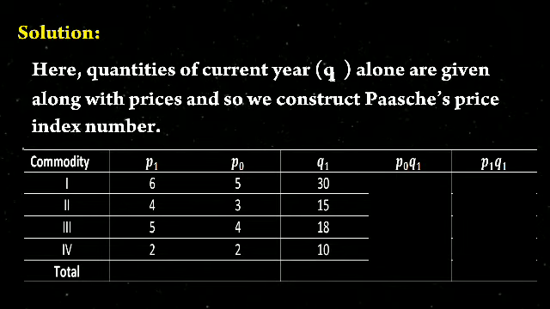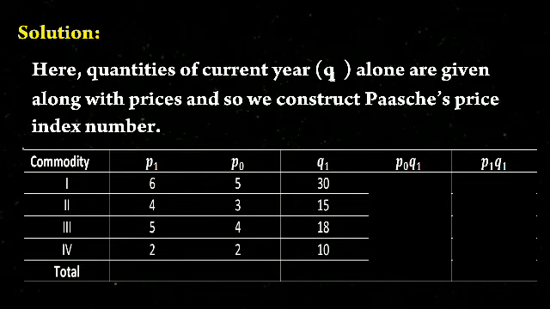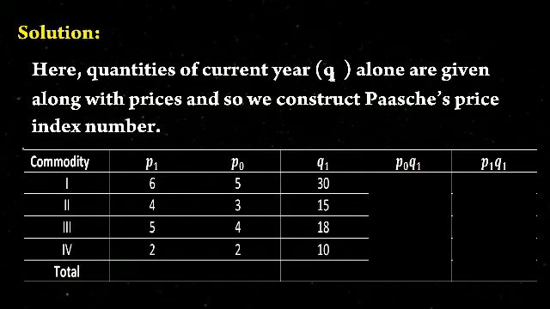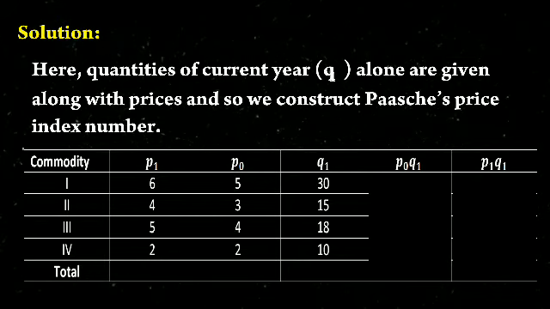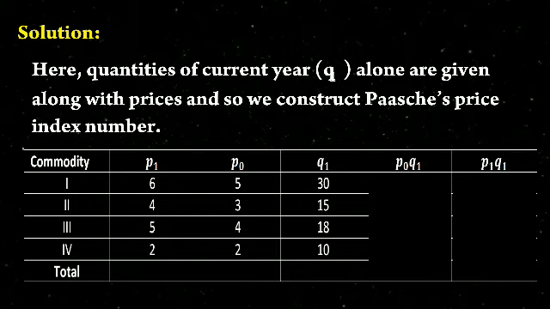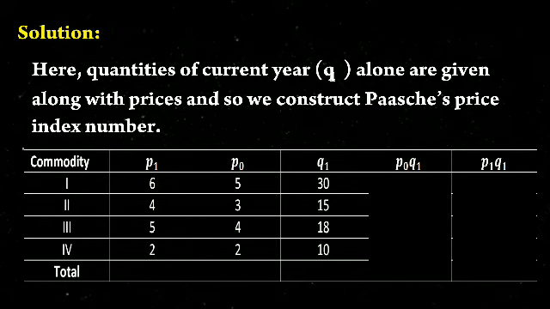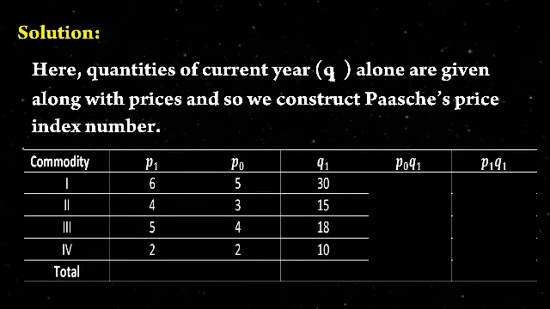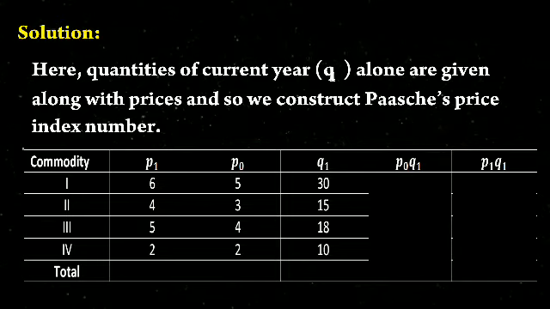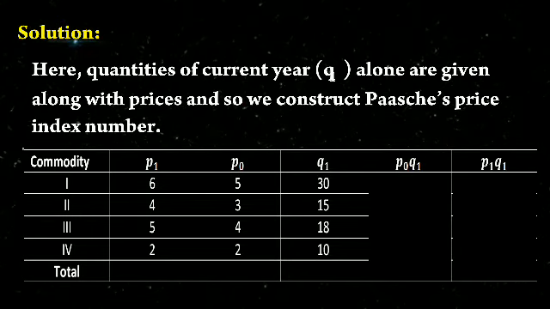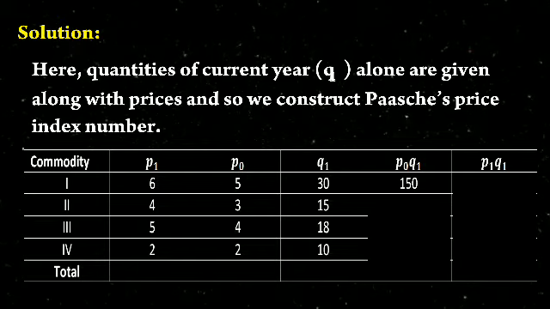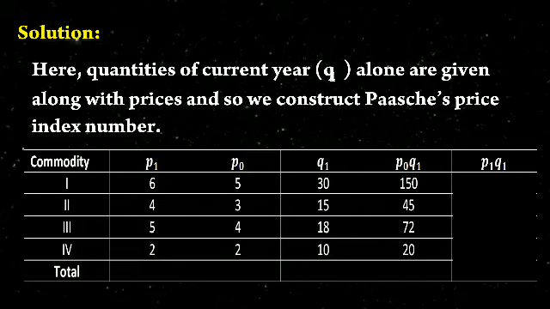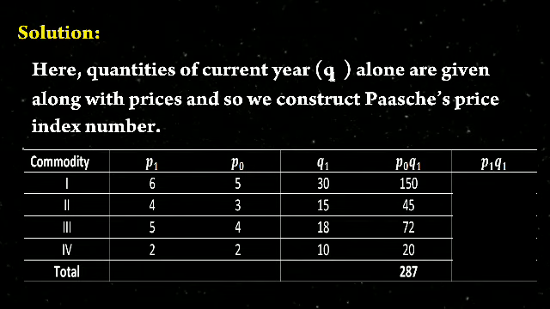Next column, in order to compute the purchase price index number, you should find two different products. One is P1 Q1, the other one is P0 Q1. So include two more columns. In the next column, write the variable name as P0 Q1 and compute the values. P0 values multiplied by the quantities of the current year. So P0 into Q1, and the values are 5 into 30, that is 150, 3 into 15, which is 45. Find the other two values and find the sum total of the column, which is 287.